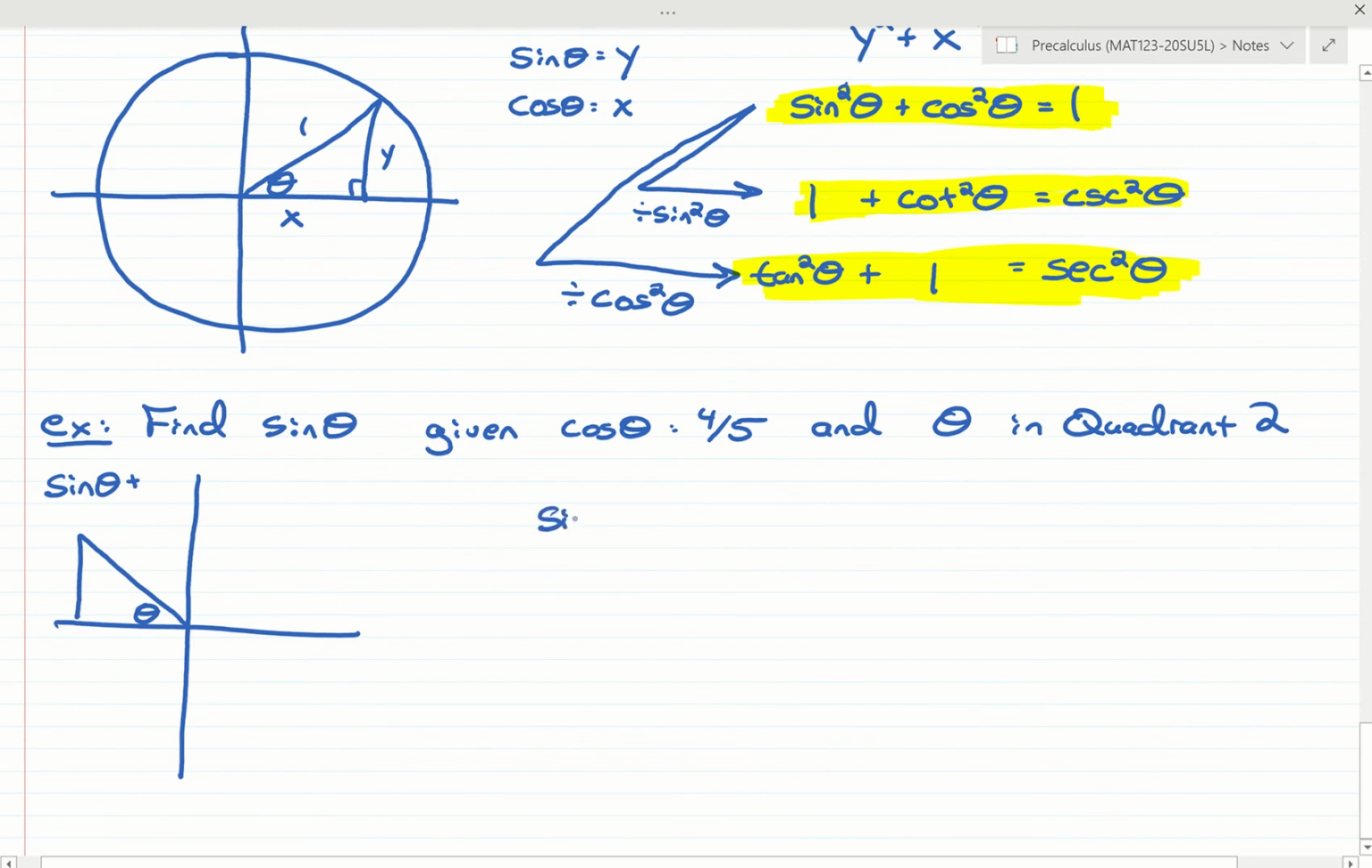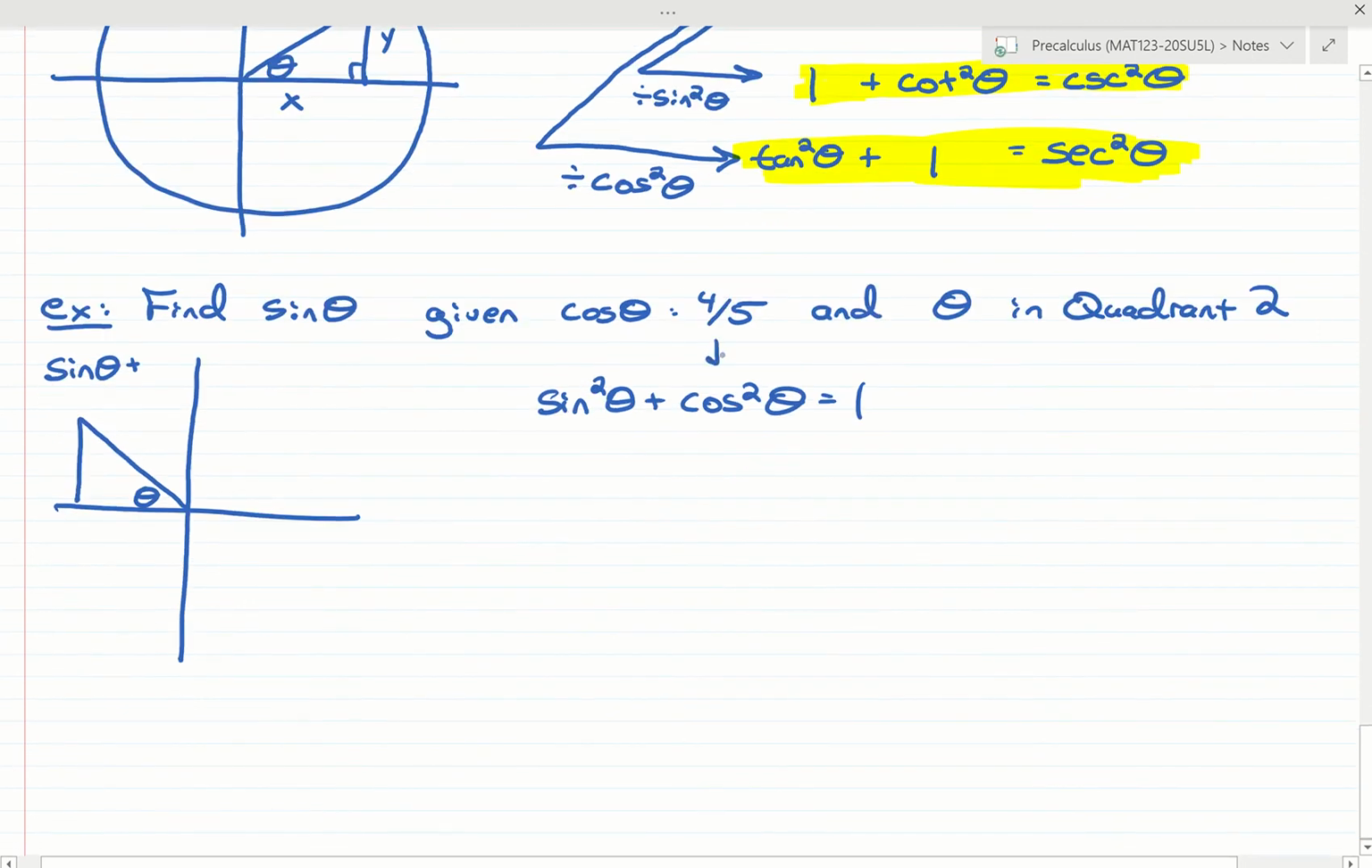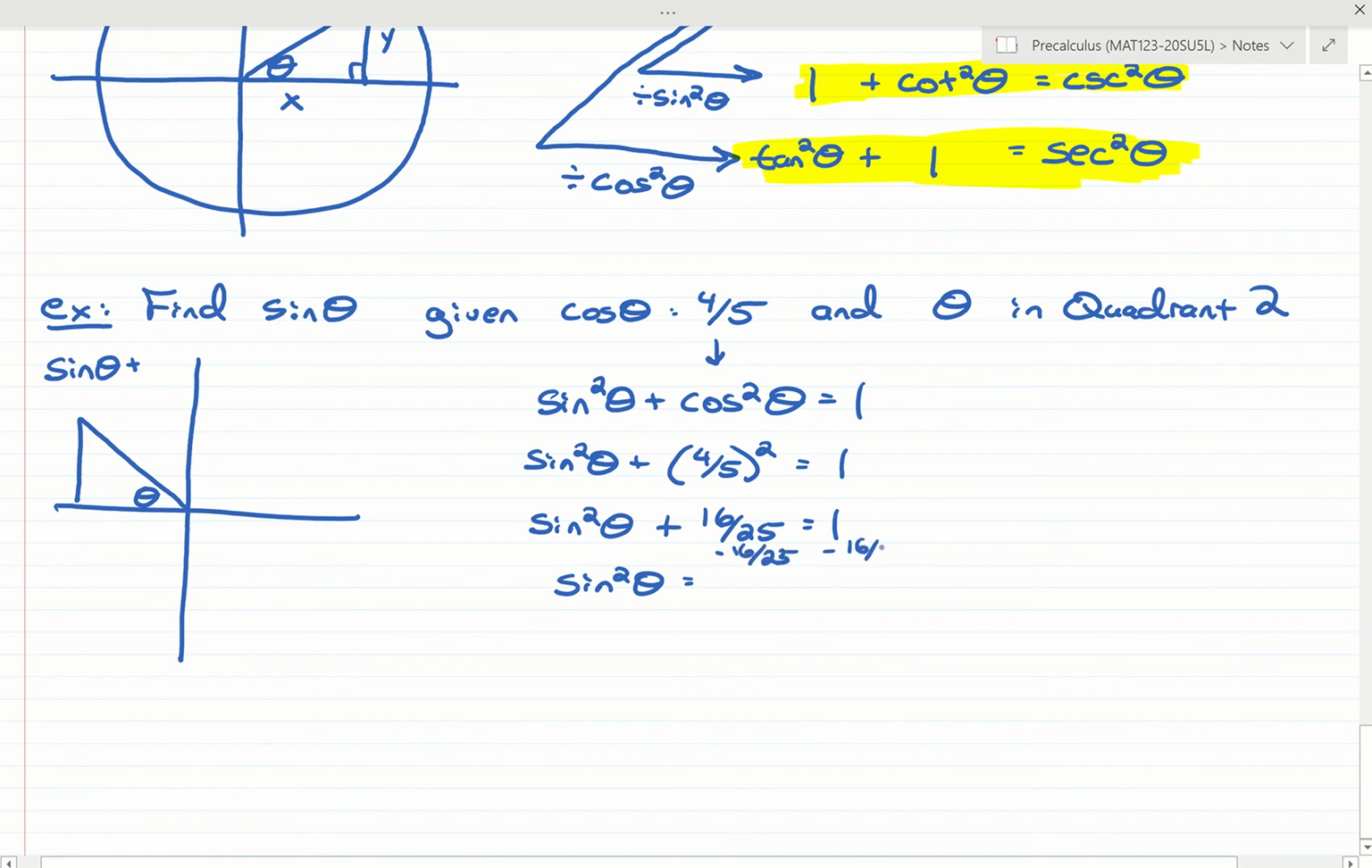So we know that sine squared plus cosine squared is 1. So let's substitute in. Cosine is 4/5. So this would mean that sine squared of theta plus 4/5 squared is equal to 1. Sine squared of theta plus 16 over 25 is 1. Sine squared of theta is equal to, well, we have to bring this on the other side, so we'll subtract 16 over 25 from 1. That's 25 over 25 minus 16 over 25, which is 9 over 25.